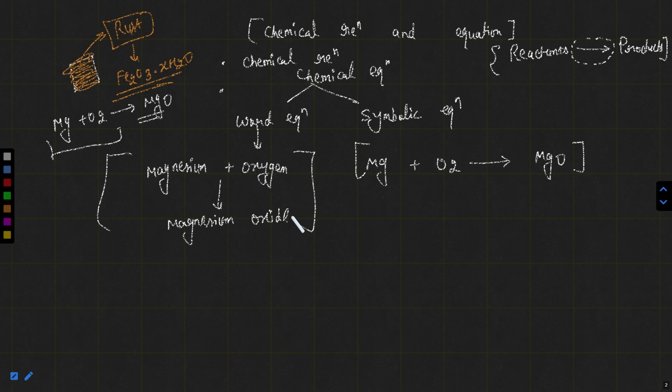A word equation is not very useful because it does not show the stoichiometric coefficients. It does not show how many reactants are reacting with each other and how many products are forming. It does not show many things, so it is not very informative, but a symbolic equation is highly informative as compared to a word equation.